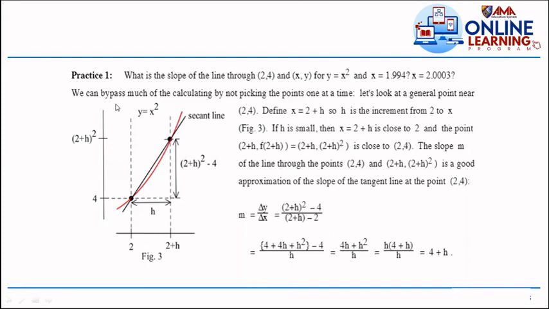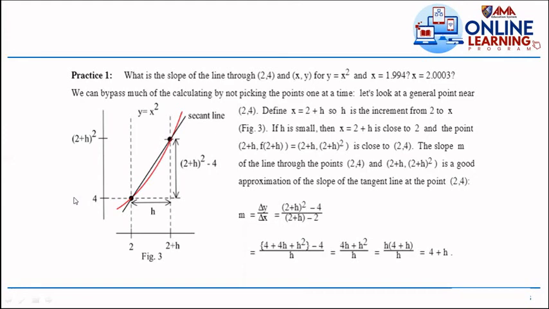If h is small, then x is equal to 2 plus h is close to 2, and the point 2 plus h, the function of 2 plus h, is equal to 2 plus h squared, is close to points 2 and 4. Okay? The slope m of the line through the points 2 and 4 and 2 plus h, 2 plus h squared is a good approximation of the slope of the tangent line at the point 2 and 4. Okay? So if we're going to look at our figure 3, this is now our point of reference.